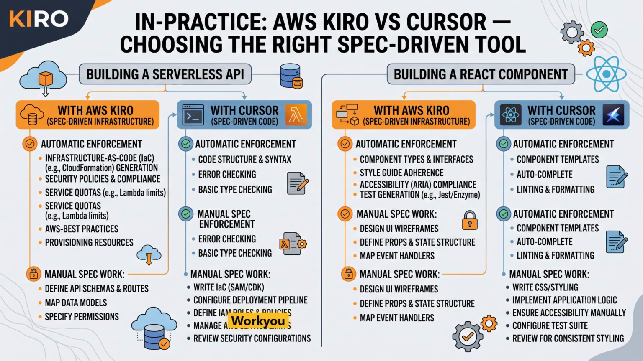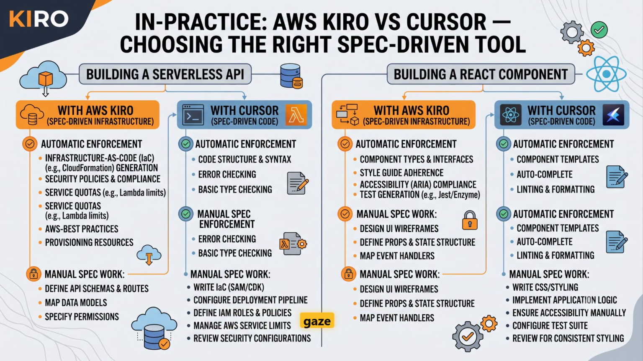But notice that lower box under manual spec work, you still need to define your API schema, map data models, and set permissions. Now look at the second column under Cursor. Cursor automatically handles syntax, error checking, and basic type checks, but leaves all infrastructure, AWS service limits, and deployment pipelines for you to write by hand.